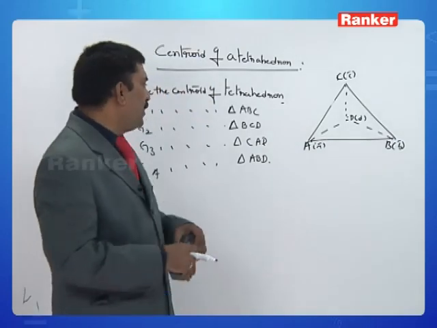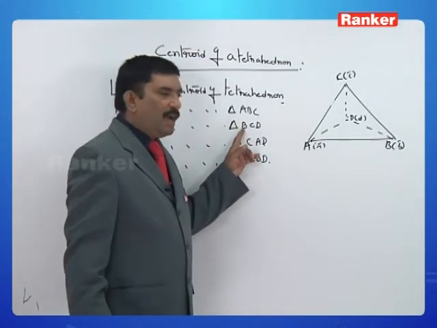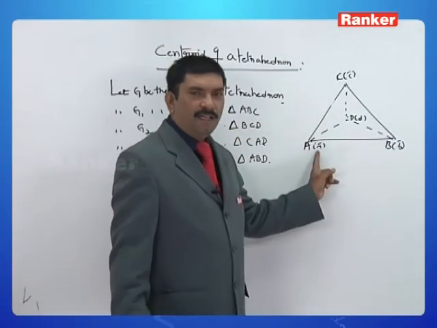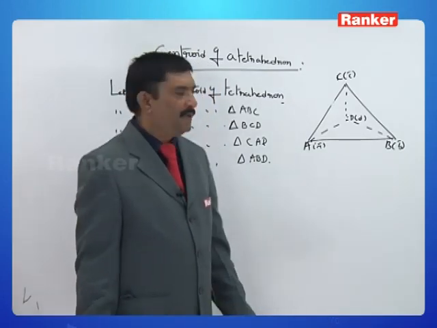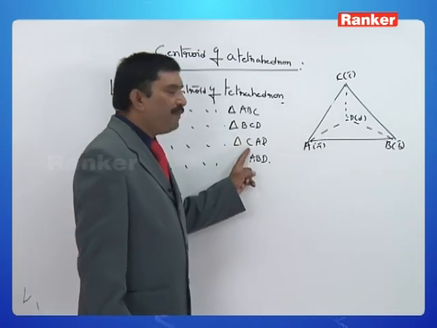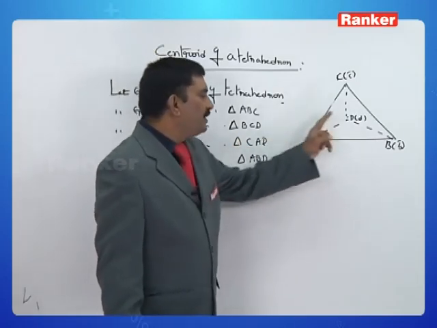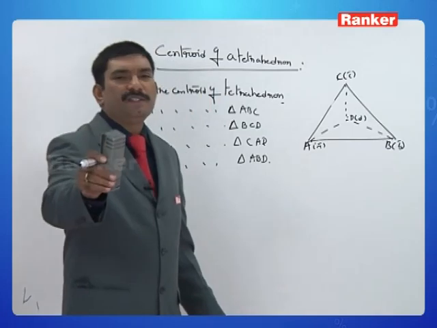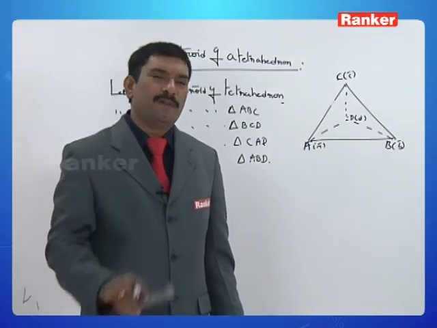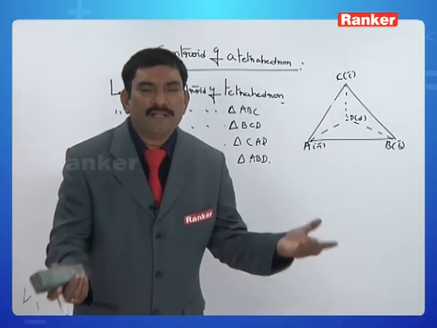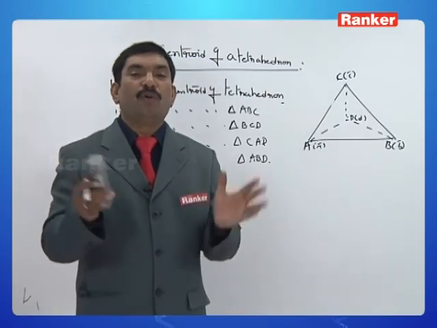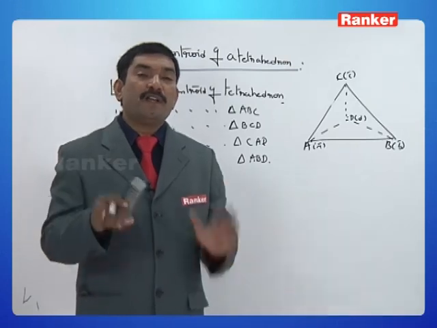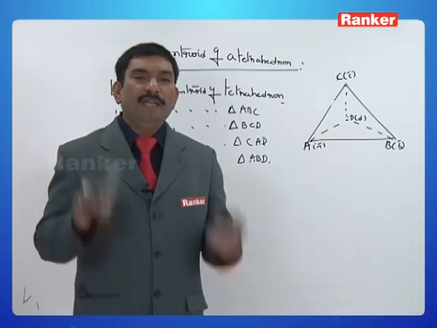Similarly, the centroid of triangle BCD and the opposite vertex A is divided by the centroid in the ratio 3:1. Similarly, the centroid of triangle CAD and the opposite vertex B is divided by the centroid in the ratio 3:1. But they are concurrent.